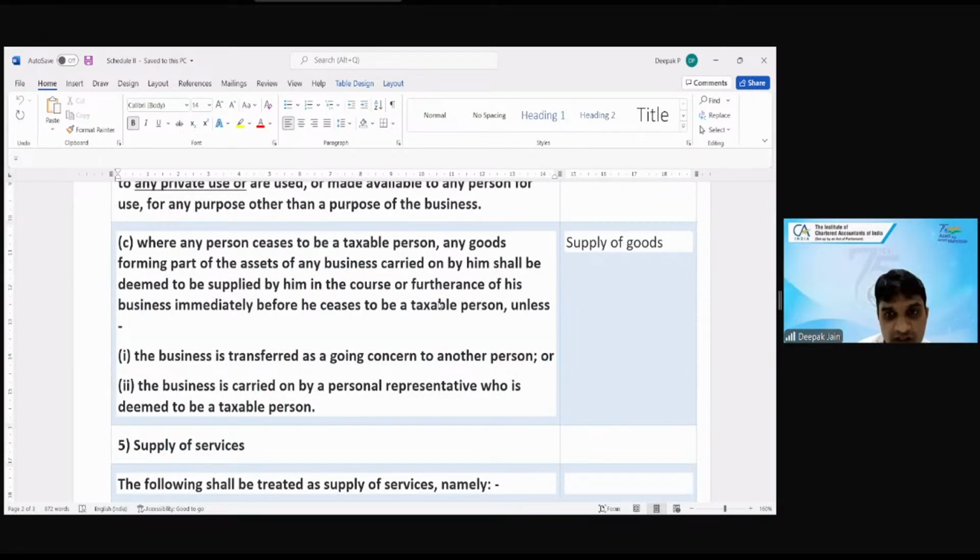Where any person ceases to be a taxable person, that he is no more a taxable person and he is transferring the goods. Any goods forming part of the assets of any business carried on by him shall be deemed to be supplied by him in the course of business. That is, if he winds down his business, whatever assets are remaining will be treated as supply of goods only, because whatever assets he's having will all be treated as goods.